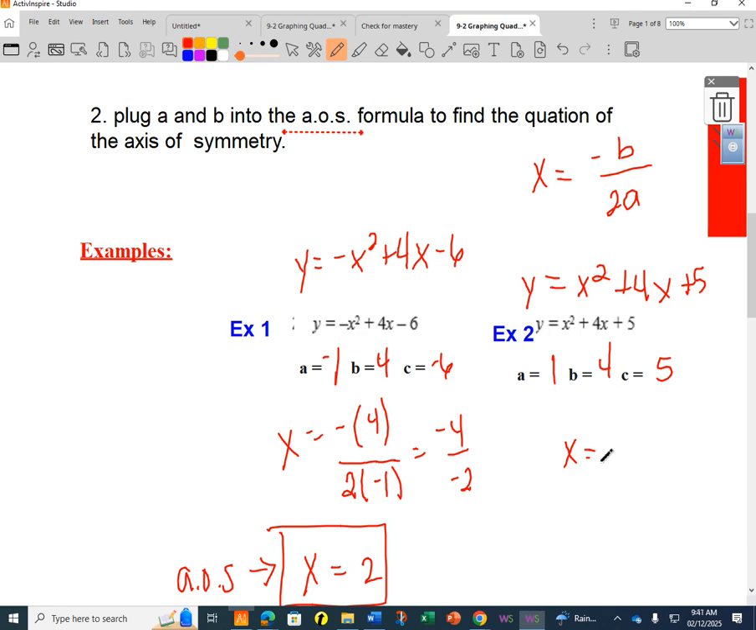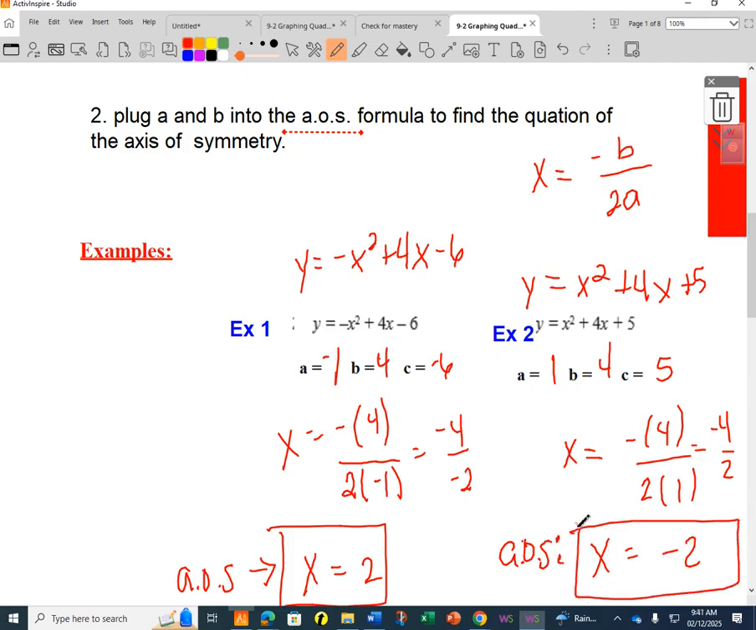So x equals the opposite of 4, again, divided by 2 times a, which is positive 1 now, so that's going to be negative 4 divided by 2. So the axis of symmetry of this equation is x equals negative 2. Remember, this means it's a vertical line through negative 2 on the x-axis. So, real quick up here on the board, the difference between those two.